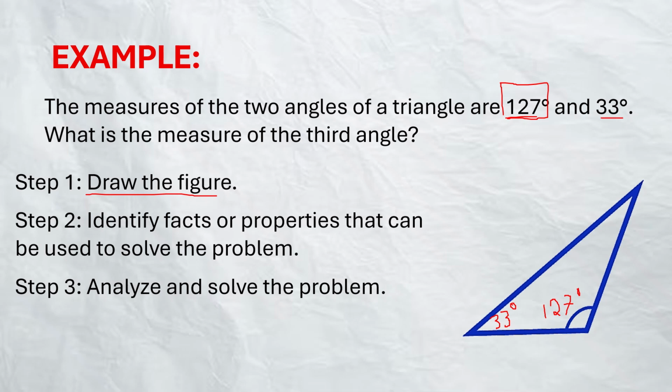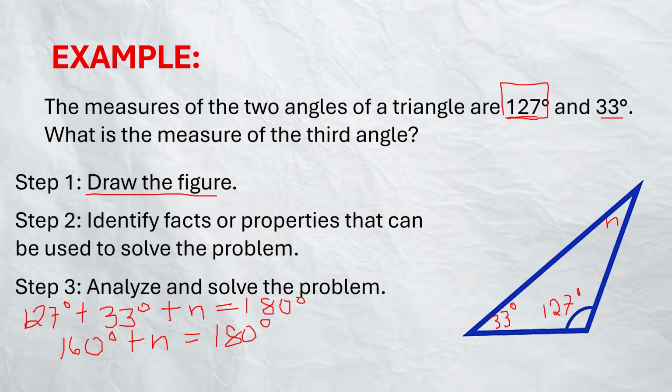So take note that the sum of the interior angles of a triangle is 180 degrees. So by equation, it will become 127 degrees plus 33 degrees plus N, which is our missing angle, is equal to 180 degrees. So 127 degrees plus 33 degrees is 160 degrees plus N equals 180 degrees. We can now solve for N. So N equals 180 degrees minus 160 degrees. So N now, or the third angle now, is 20 degrees. So this is now our missing angle.